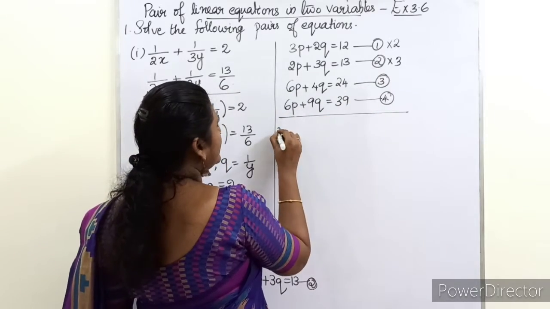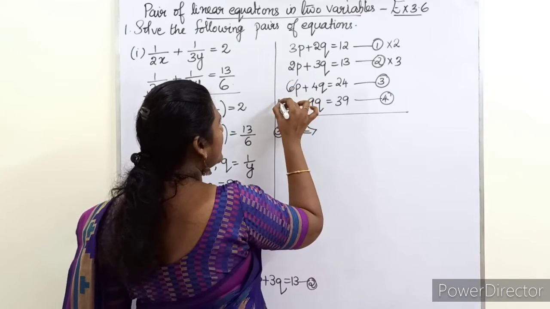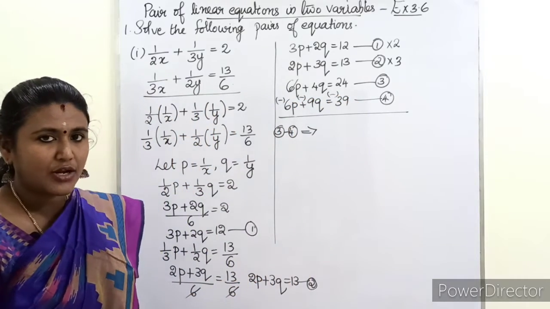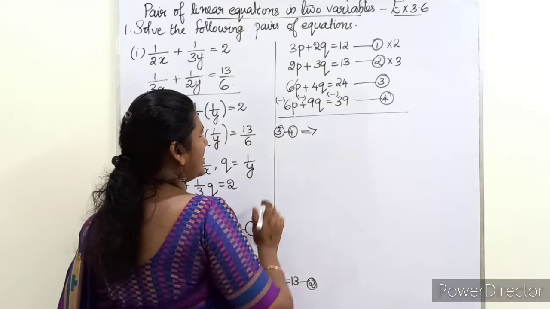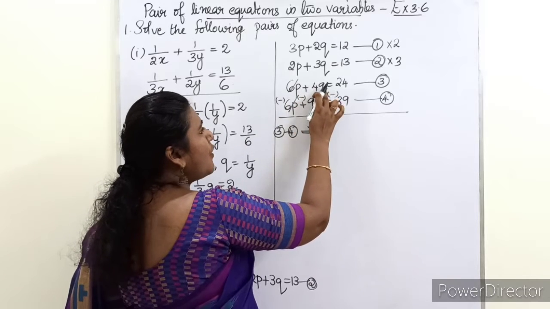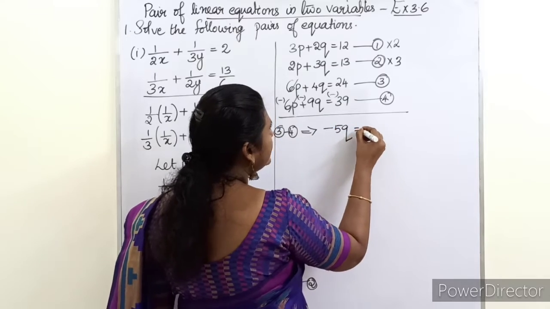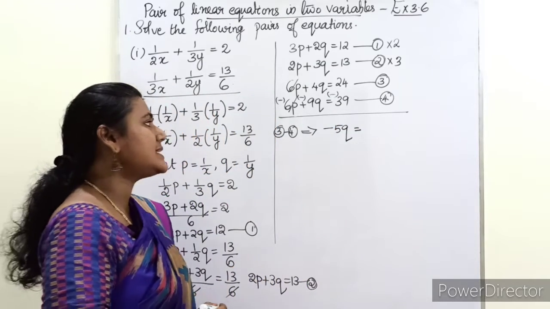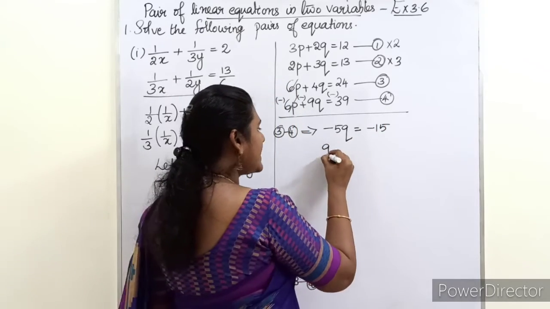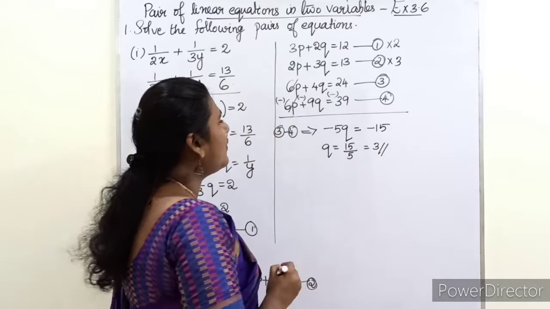Now we will subtract equations 3 and 4 so that the p terms get cancelled. Since we are doing the subtraction, we will change the sign of each term of the second equation. So 6p and minus 6p get cancelled and 4q minus 9q, that is minus 5q, is equal to 24 minus 39. So 24 minus 39 is minus 15. So q is equal to 15 by 5, which is 3. So we got the value of q.